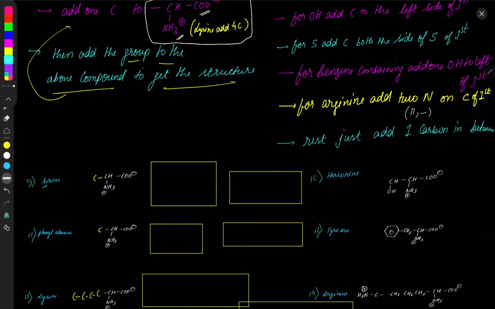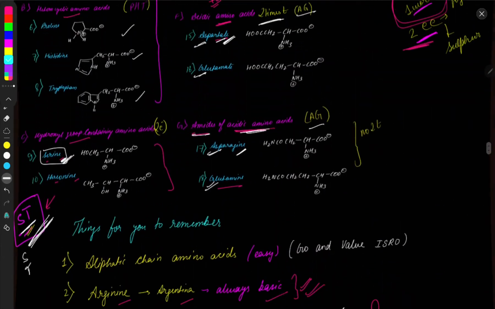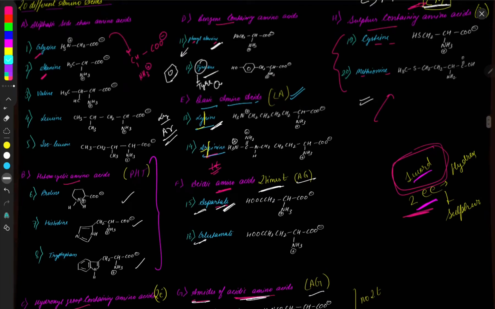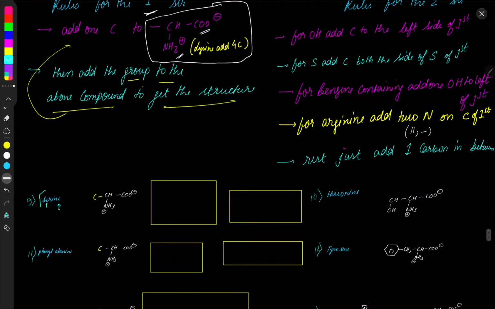For example, serine. What we have memorized is there are 2 E's. Yes, there are 2 E's, one here, one here. After recognizing 2 E's, our brain should strike that this can be a hydroxyl group or a sulfur containing group. For hydroxyl group we have memorized St. For sulfur containing group we have memorized Cm. Serine means S, and S comes in St, so it would be a hydroxyl containing group. Then just add hydroxyl here, OH.